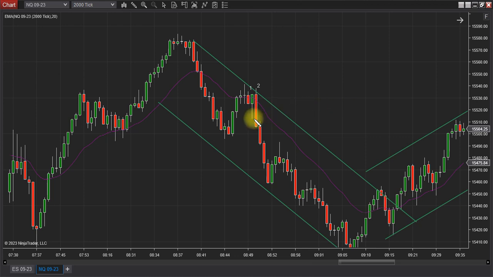Now if we were to take this, we would take it here. Stop loss would be here. Be looking for 4 points. We'd have to be looking for a new low in this situation.